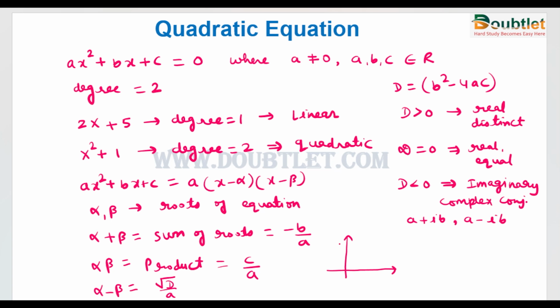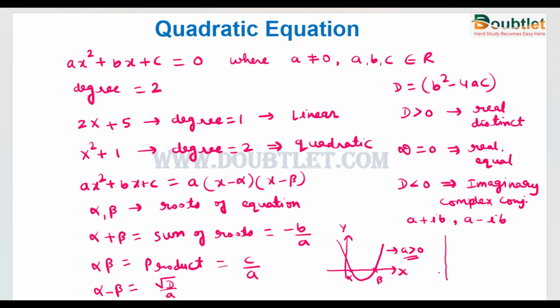And if we want to draw a rough sketch of the graph, the quadratic equation represents a parabola. Suppose this is an upward parabola and it cuts the x-axis. This is the x-axis and this is the y-axis. It cuts the x-axis at 2 points, first is alpha and another is beta. This is the rough sketch of a quadratic equation that represents a parabola where a is greater than 0. It means if the coefficient of x square is greater than 0, then the parabola will be shaped upward.